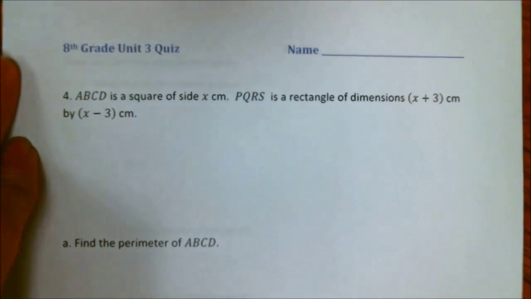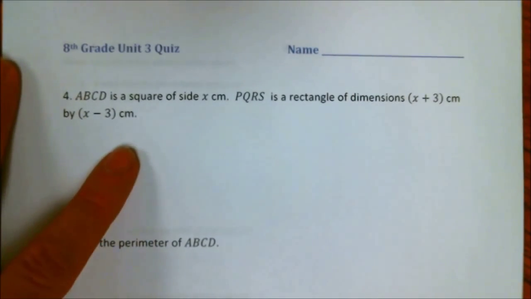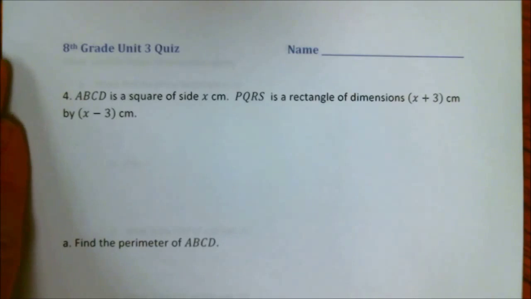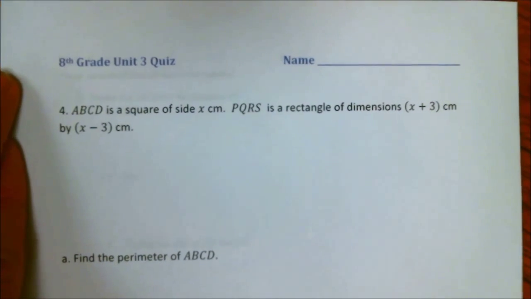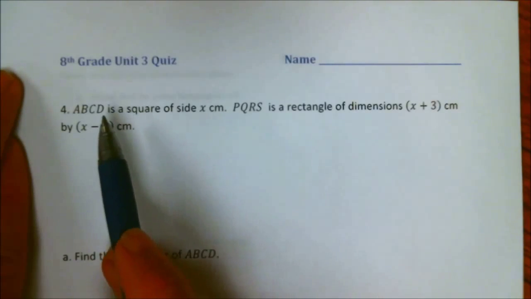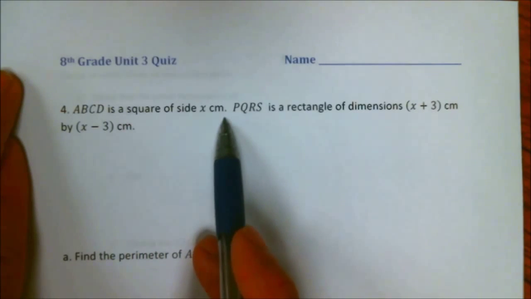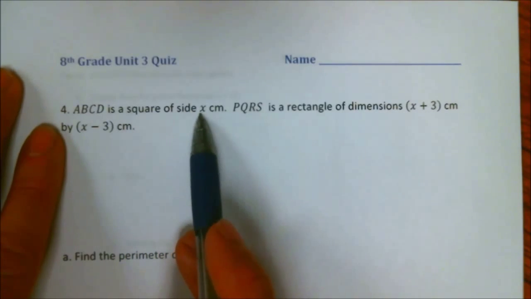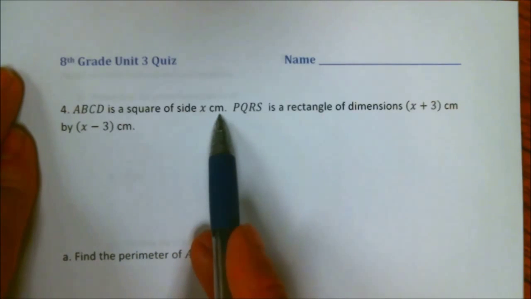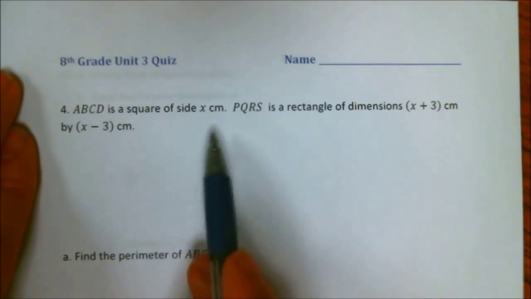So many of you got to number 4 and kind of went, oh, I don't know what to do with this. So I'm going to explain a couple of things to you that we did in 7th grade that you seem to have forgotten. This is a description of a square. ABCD is a square of side x centimeters. And the first thing I'm going to ask you to do is draw a picture of that every time.